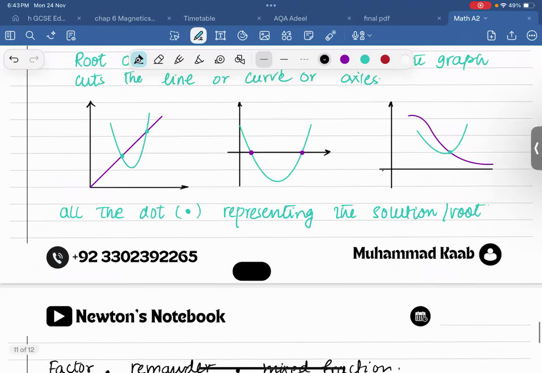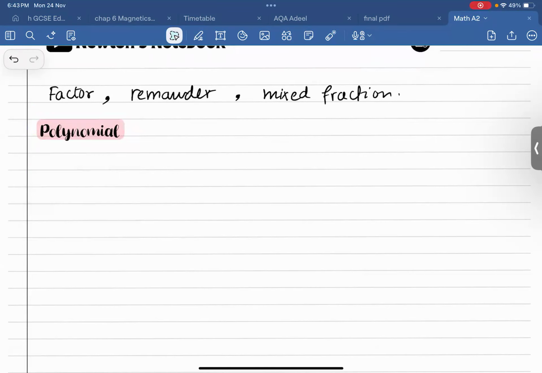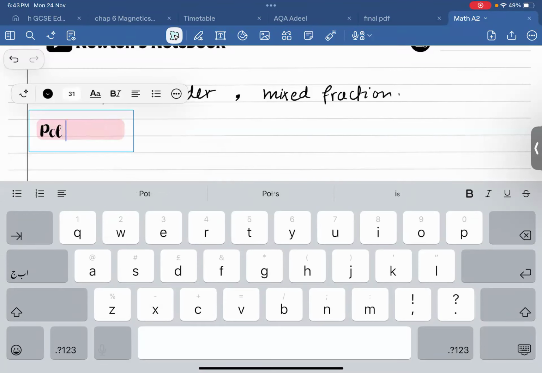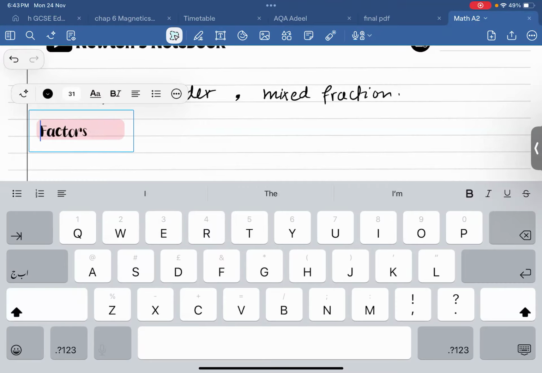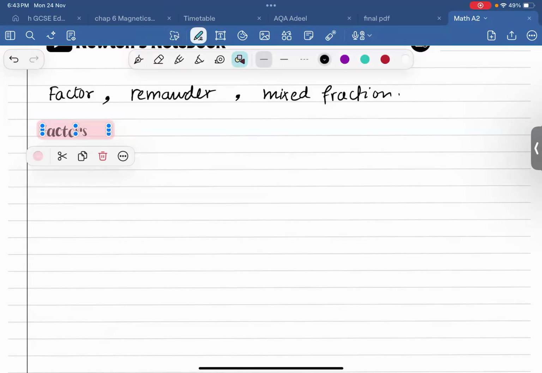Yes, any idea? So basically we say factors. A factor is supposed to be any number that when you divide a given equation or value by that number, the result would be zero, or the remainder would be zero, right?